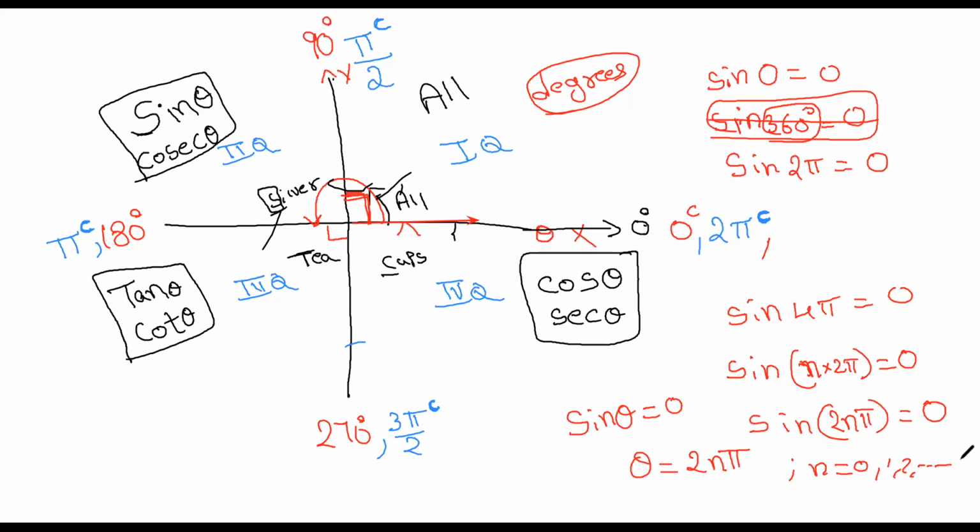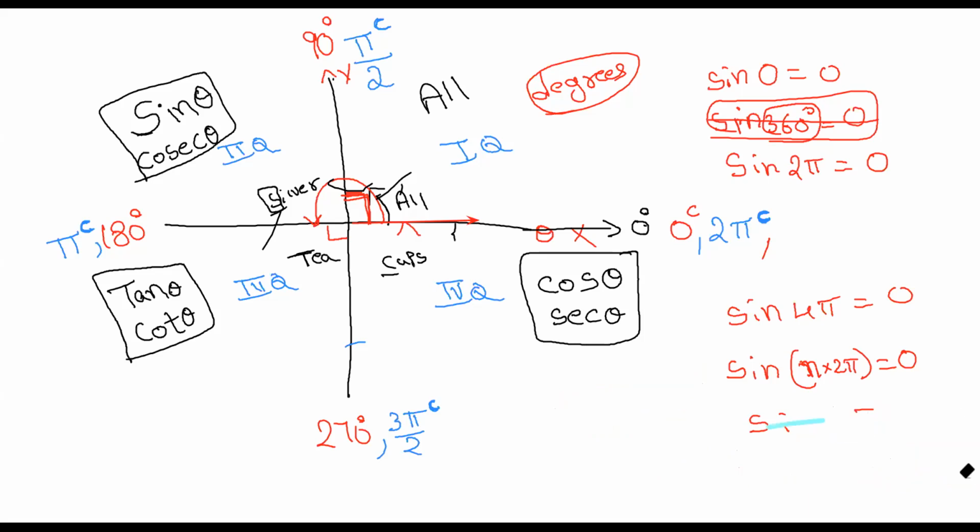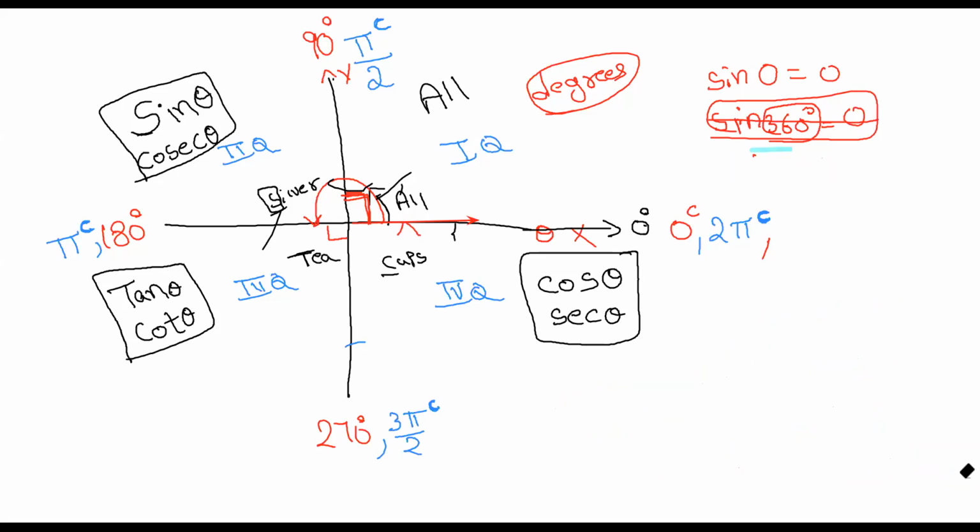Because sine of 2n pi is 0. So when sine theta is 0, theta can be 2n pi, where n is a whole number, all right?